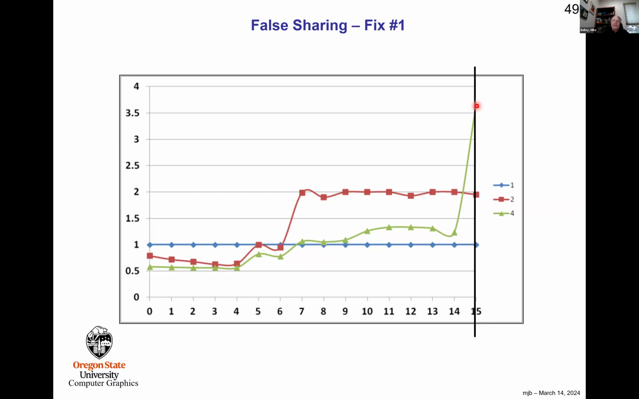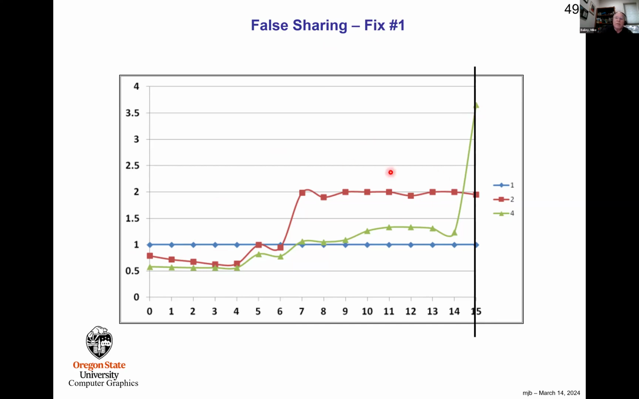You think you've done everything correctly, and you have done everything correctly. But because of the way cache works, you're getting this horrible performance loss. And that's why it's called false sharing. You think you're sharing, you think you're doing multi-core, and well, you are, but it's not working out the way you thought it would. There's got to be another way to fix this.